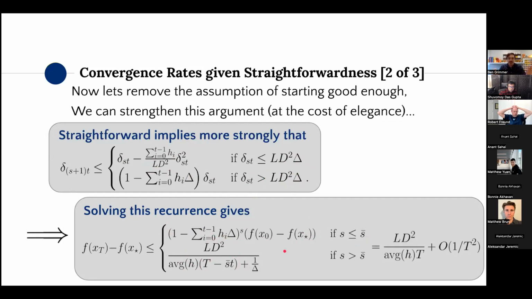So that's the kind of stuff that I'm hiding in that big O 1 over t squared. It hides this initial phase. So we're hiding the piecewise linear phase, and we're hiding these constants that you're dividing by that depend on this s bar and this delta. So those are all suppressed into the lower order terms, but the leading term of convergence is LD squared over average of HT. So that's the simpler way to state the results.